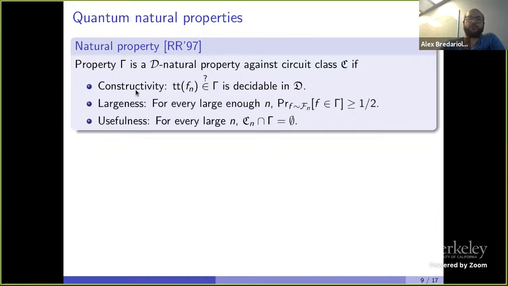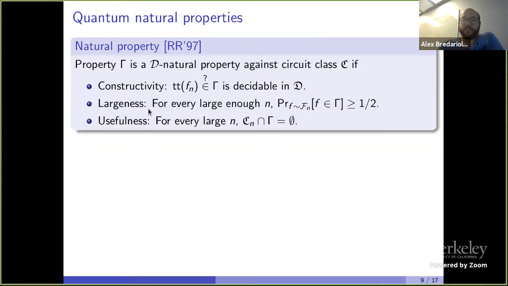So first is constructivity. The idea is that if you're given the exponential size truth table of some function, deciding if it has this property or not, if it belongs to this set, you can think about a property as a set of functions. So constructivity asks if, given the truth table of the function, deciding if it has the property, or if it belongs to this set, is decidable in this complexity class D.